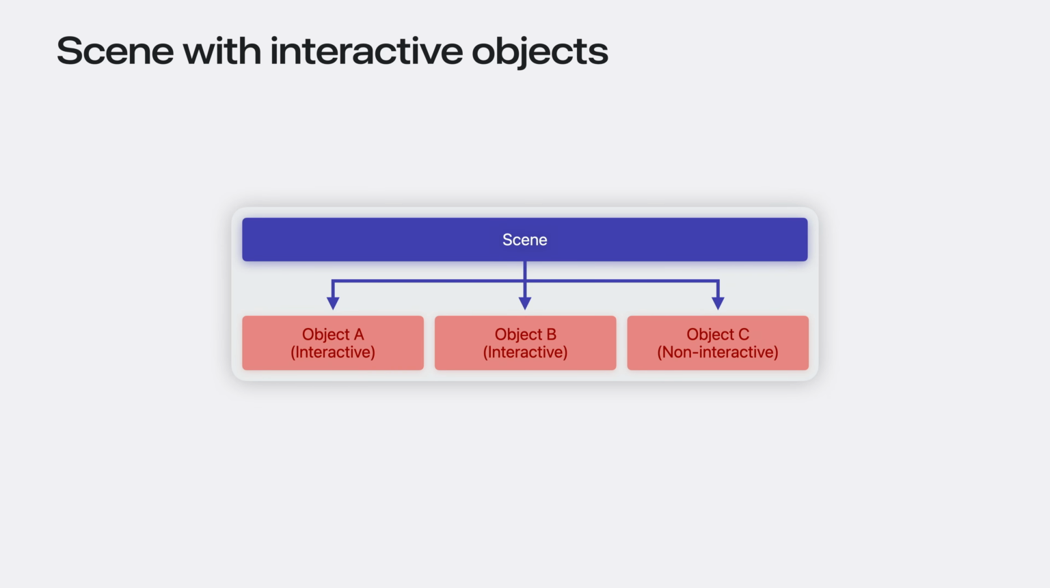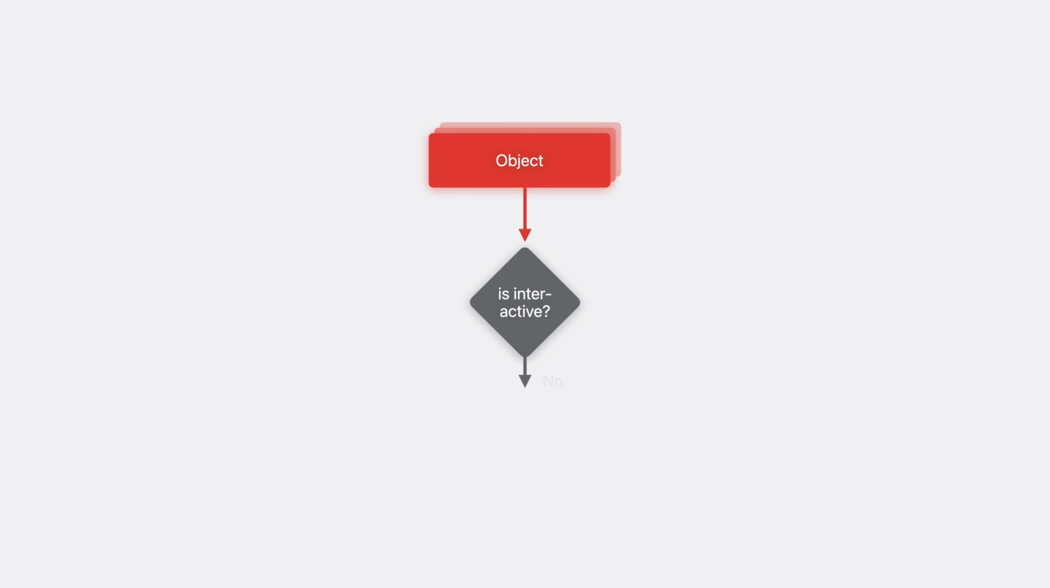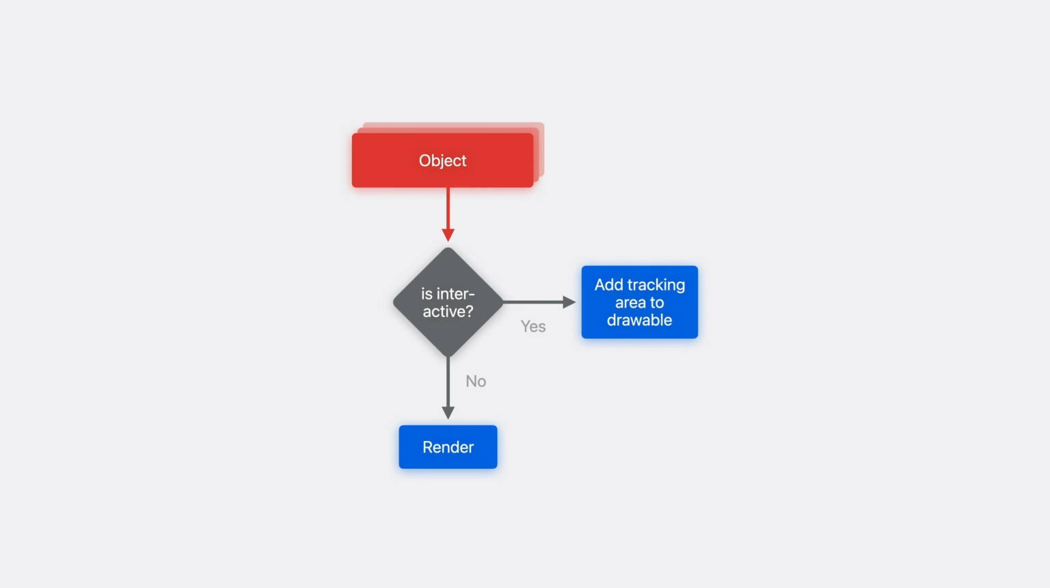Imagine an app that is rendering a scene with several 3D objects, but only some of them can be interacted with. I want to make sure the hover effects only apply to the interactive objects in my scene. When an object is not interactive, it's not tracked, and it doesn't have a hover effect, so I render it normally. On the other hand, if an object is interactive, I add a new tracking area to the drawable. Note that I need to assign a unique object identifier to each tracking area that I register.